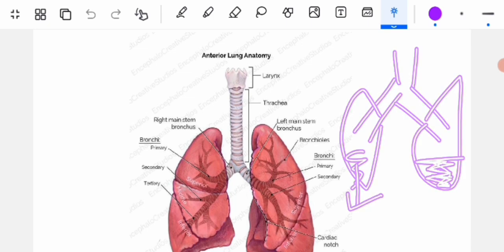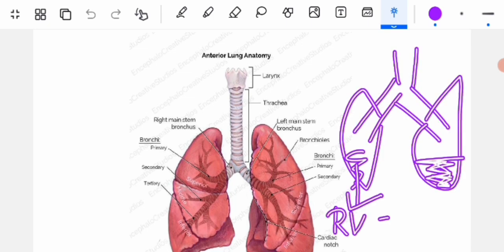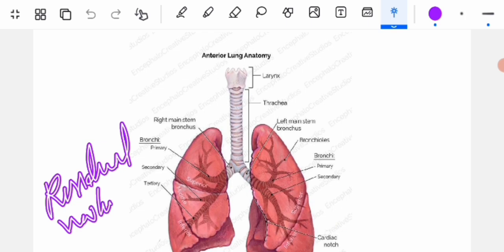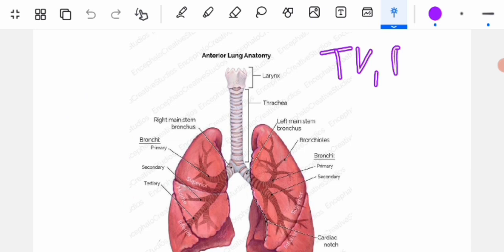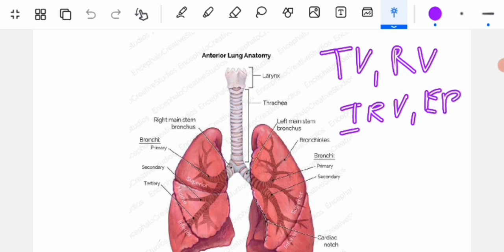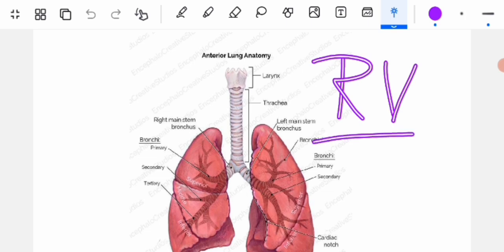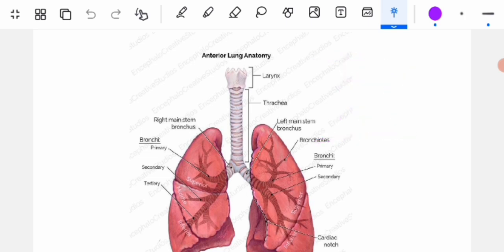That air we call RV. RV stands for residual volume. Shortly we call it RV. You will learn TV, RV, IRV, ERV in the 11th; these all will come. For now, just remember that RV is the residual volume, which is the air still remaining after our expiration.